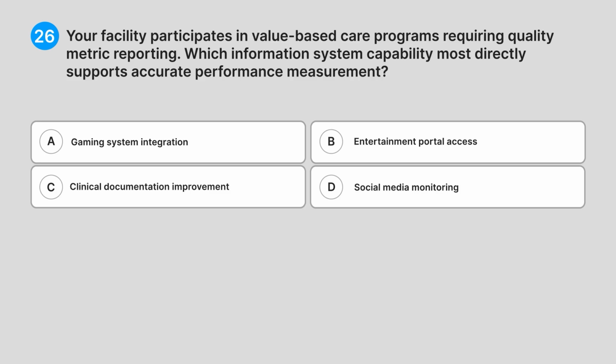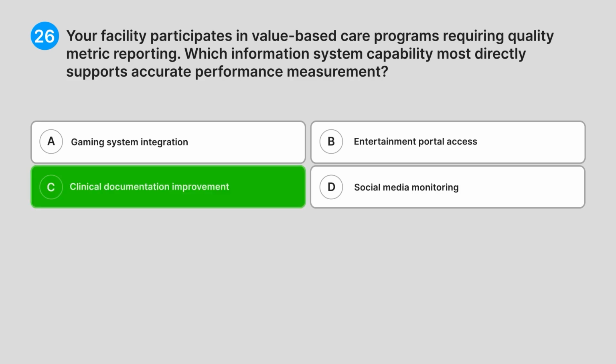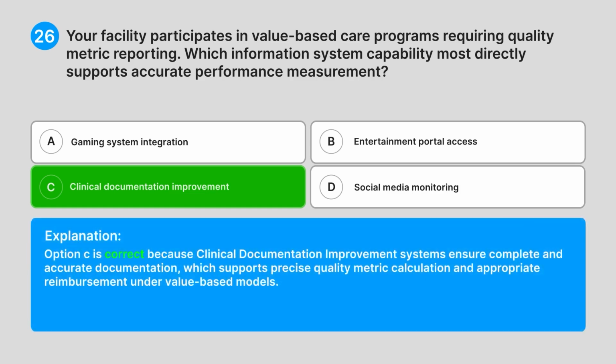Correct answer, C. Clinical documentation improvement. Explanation. Option C is correct because clinical documentation improvement systems ensure complete and accurate documentation, which supports precise quality metric calculation and appropriate reimbursement under value-based models.